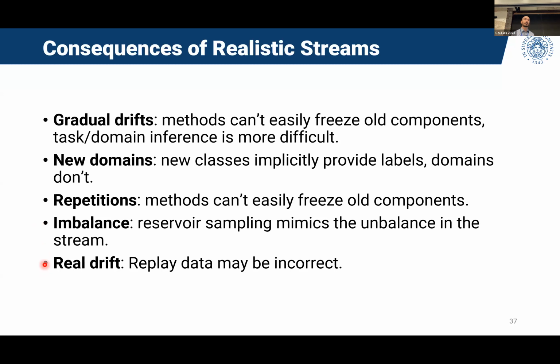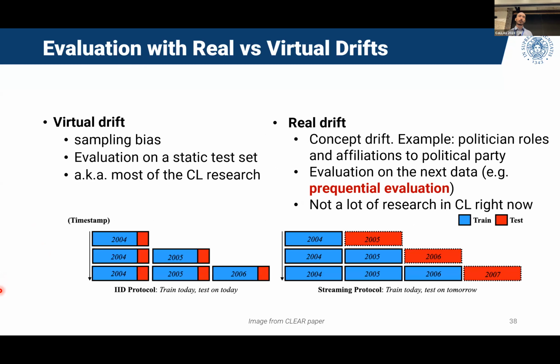And same for real drift. If you have real drift, the data that you store in your replay buffer maybe is wrong right now, so you are going to rehearse knowledge that is wrong. So how does it work when you want to evaluate on benchmarks with real drift? In virtual drift, what you do, let's say that you have data split by year. You keep a small part of your data as a test set, like you can see here, and you evaluate on all the batches for each year, because you know that the old data is still relevant. When you have real drift, like here I put the example of politician roles and affiliations because it's something that is changing very quickly in Italy.